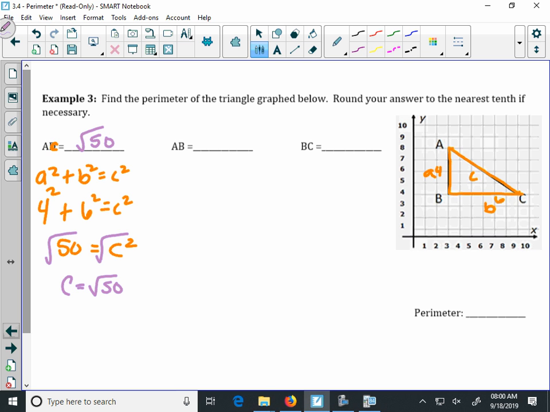And it's really nice because AB, we already found AB. AB is nice and straight. What's the length of AB? 4. We already counted it. We counted it here. It's 4. What's the length of BC? It's nice and flat. We already counted it. It's 6. That was a nice one. And again, to find perimeter, add up your sides. 4 plus 6 plus radical 50.